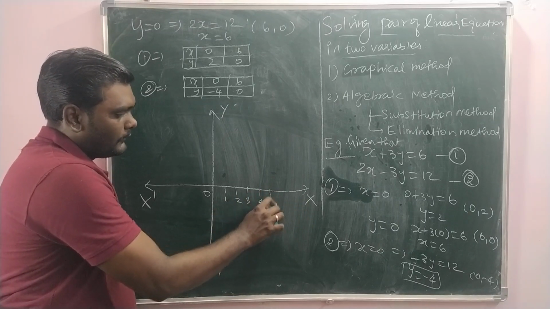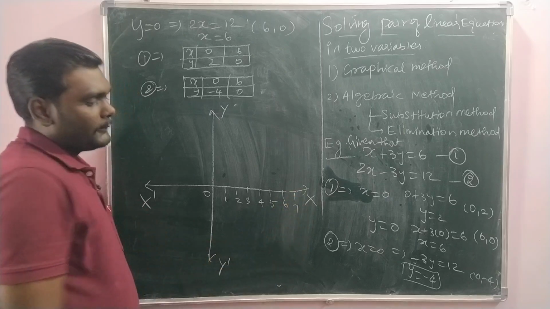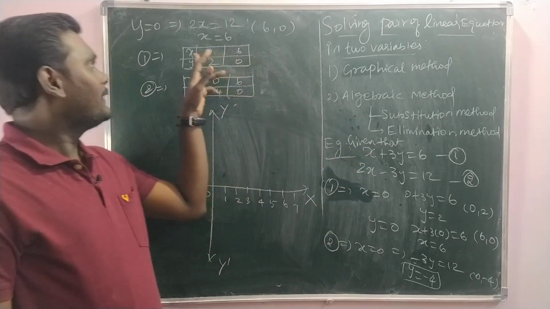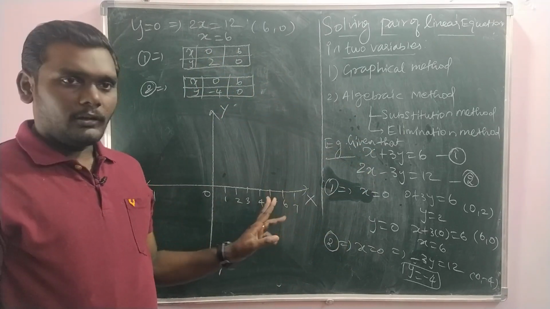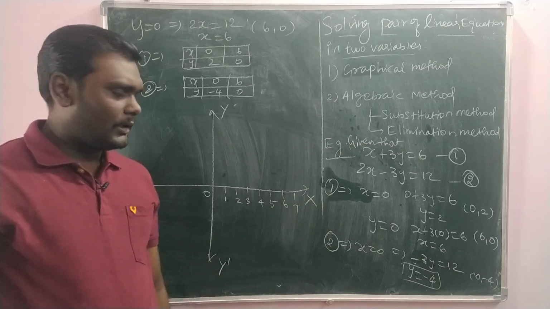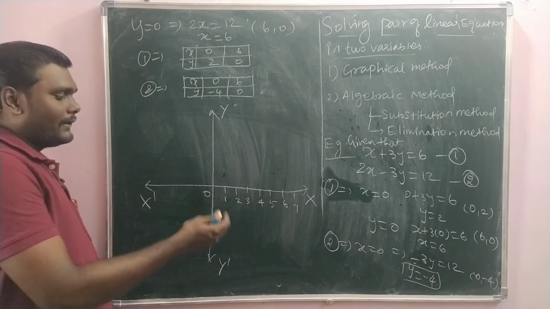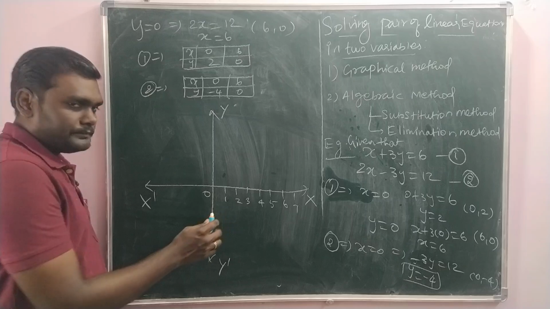And then 4, 5, 6. As many numbers as you want. See, on the x-axis the maximum we have is 6, so I stopped with 6. An extra number, 7, I wrote. And then on the y-axis we want negative 4.